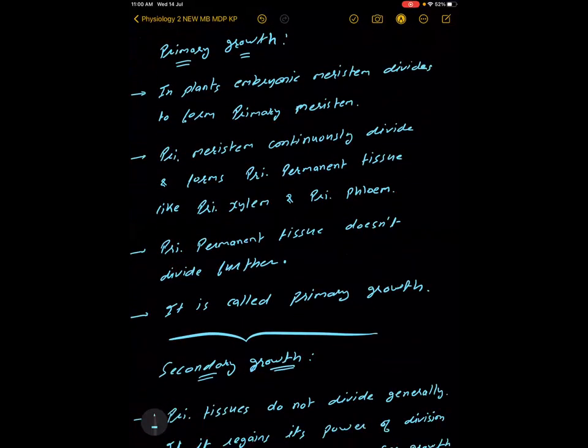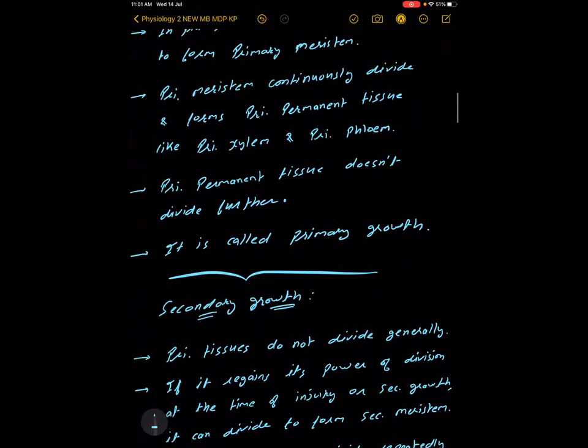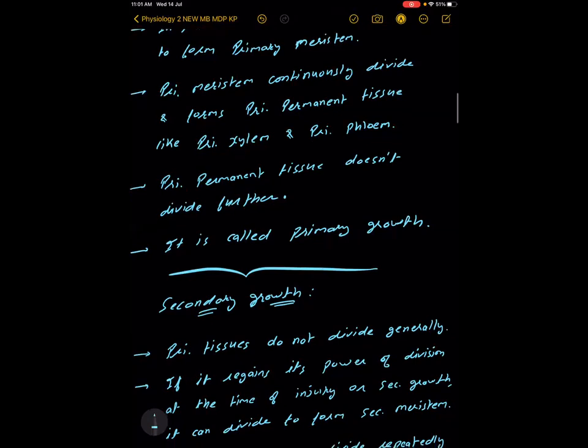Primary growth means primary meristem, produced by embryonic meristem of the plant. These are dividing cells, they divide continuously and form primary permanent tissue like primary xylem and primary phloem in the leaf and in the stem. This growth is called primary growth. So primary meristem divides and differentiates into primary permanent tissue, that is primary growth.